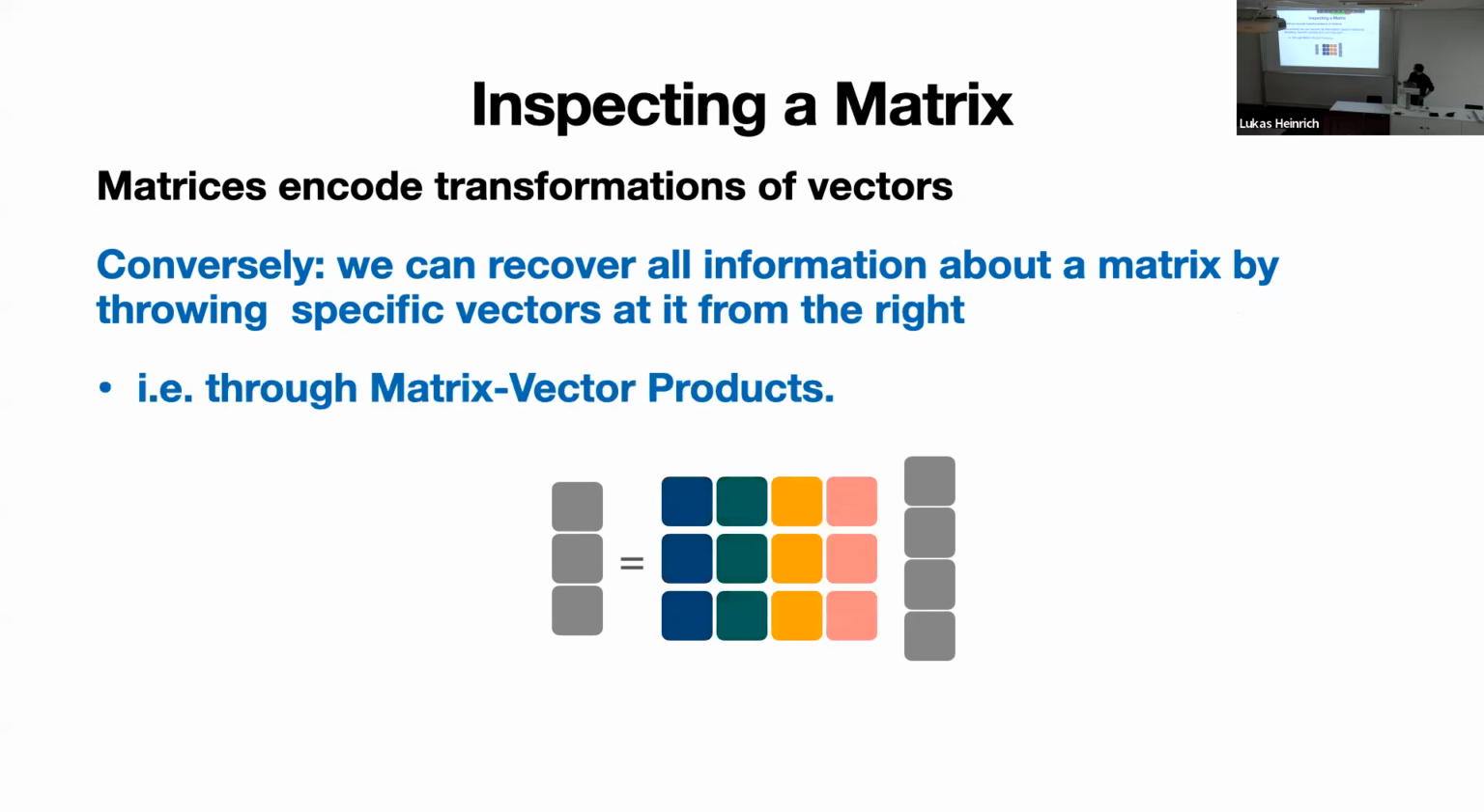Okay, so let's say we have our matrix, we have 3 columns. Now the question is, let's say we want to find out what the first column is. What kind of vector do we need to throw at the matrix? I'm not interested in the green or yellow or red entries. I'm only interested in the blue entries. Yeah, 1, 0, 0, exactly.